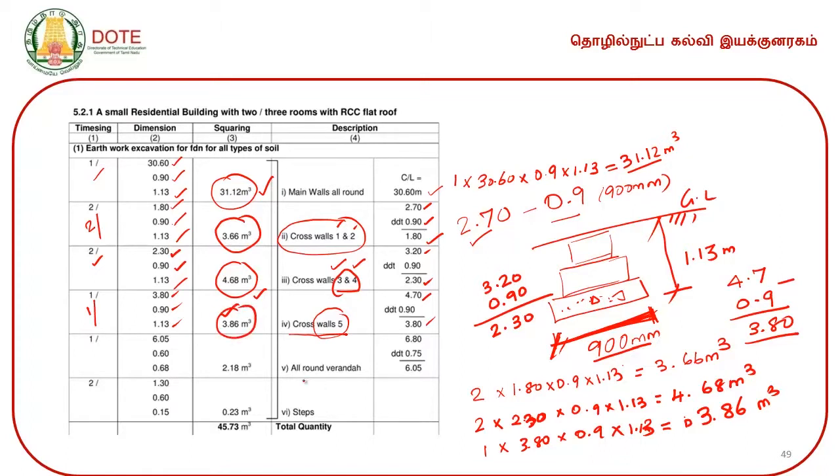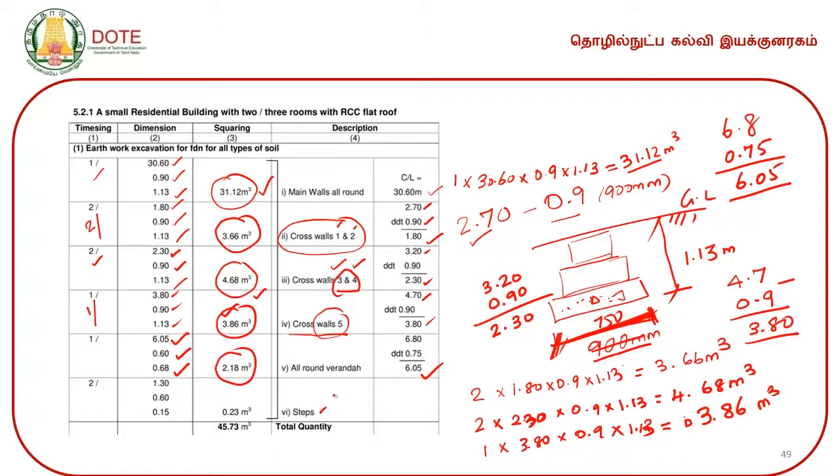Then all around veranda. In veranda the total center to center length is 6.8 meter. Deduct the veranda foundation width, 750 mm, that is 0.75, which gives 6.05. Then 6.05 into breadth 0.6 into depth 0.68 gives 2.18 meter cube.